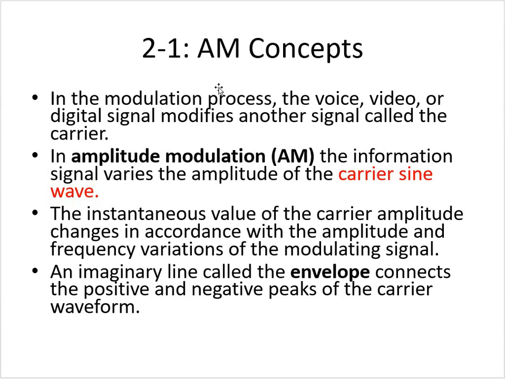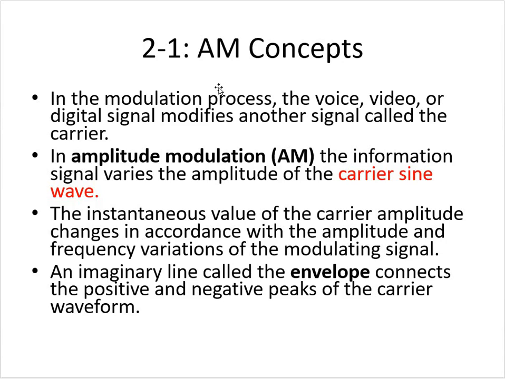wave. You can see that most of the time our carrier signal is what? Sine wave. So, in amplitude modulation, the information signal, the original signal, the message signal, will vary the amplitude of the carrier sine wave. The instantaneous value of the carrier amplitude changes in accordance with what? With the amplitude and frequency variation of the modulating signal.